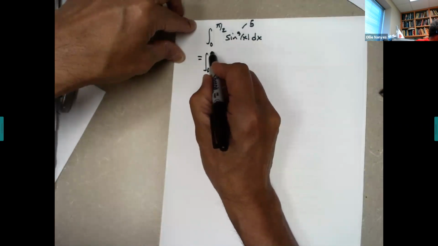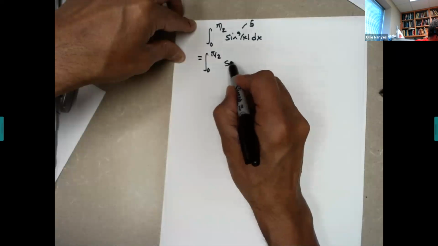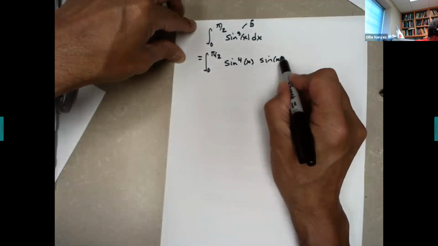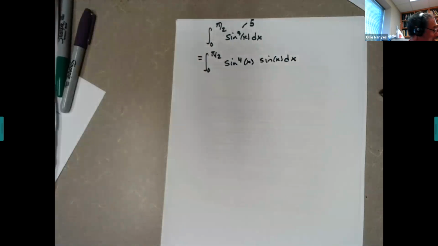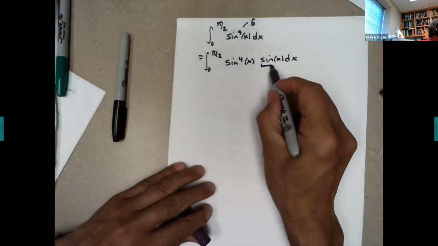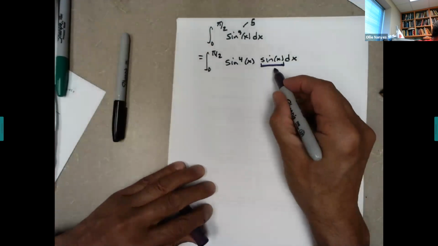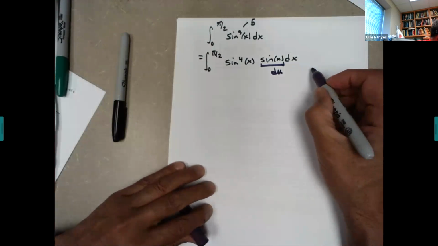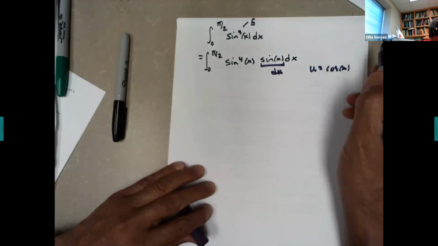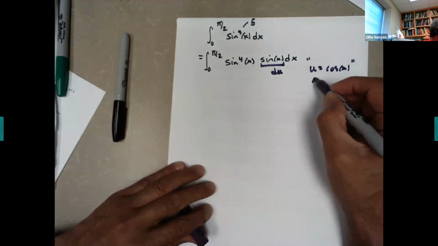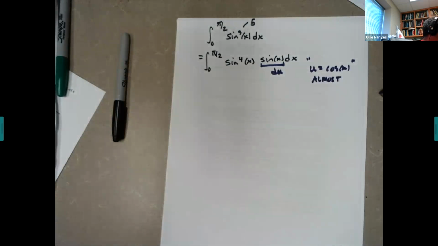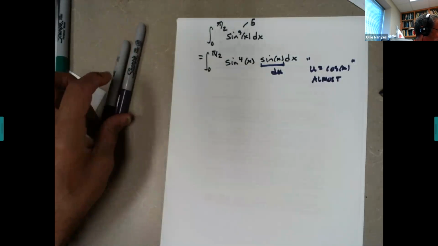We can write this now as sine to the fourth of x, sine of x, dx. And the understanding here is that this is going to be set up to be our du. So we're looking for a u equal cosine x sort of thing. And I should say this is almost, because the derivative of cosine is in fact negative sine. That's all right. We can do something about that.